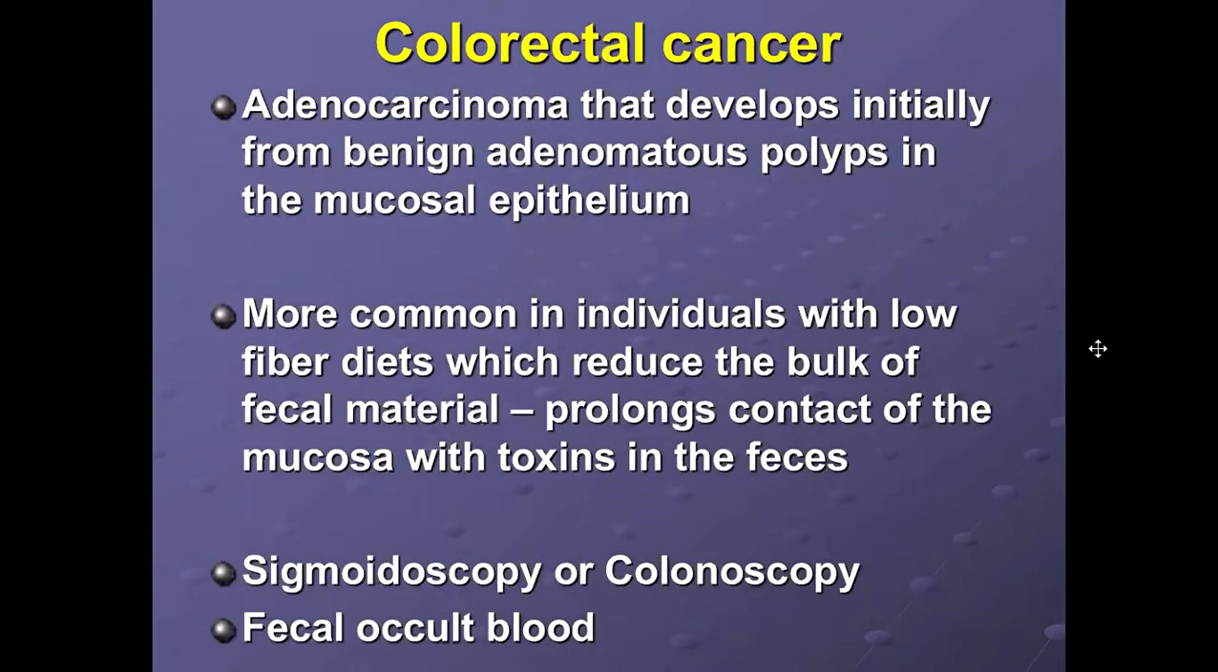Colorectal cancer is an adenocarcinoma that develops initially from benign adenomatous polyps in the mucosal epithelium, more common in individuals with low fiber diets, which reduce the bulk of fecal material and prolong contact of the mucosa with toxins in the feces. You see this by doing sigmoidoscopy or colonoscopy, and then you do a fecal occult blood.